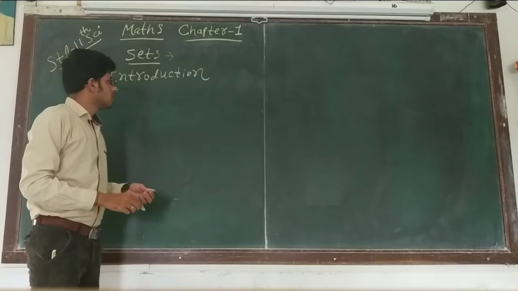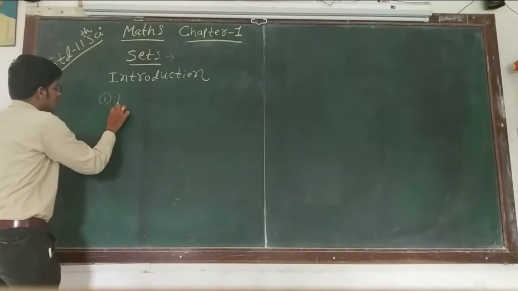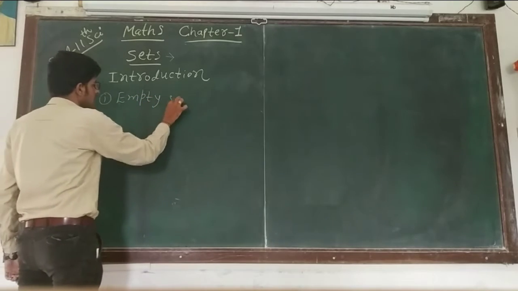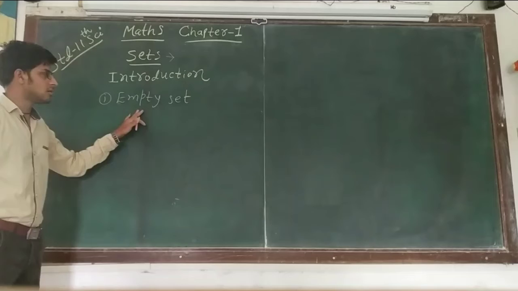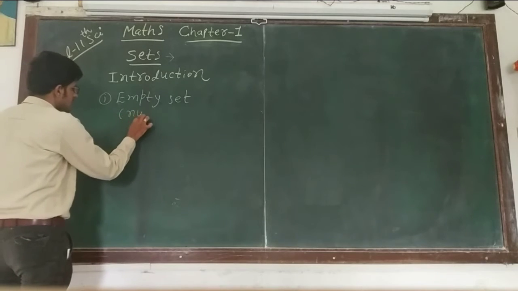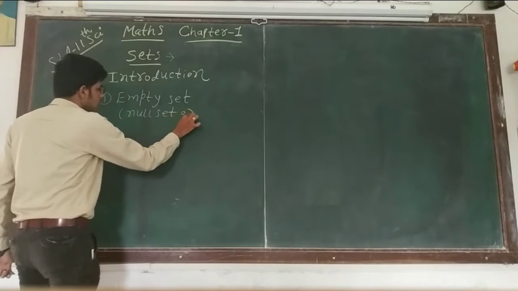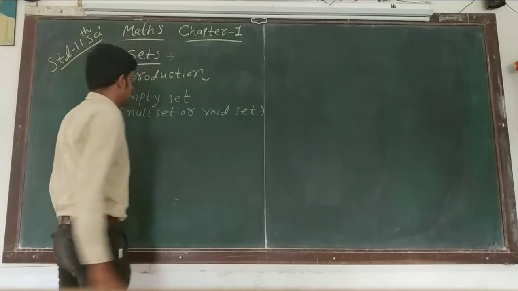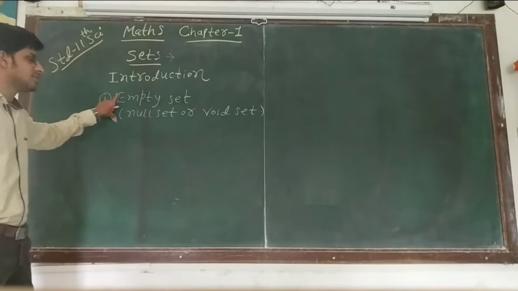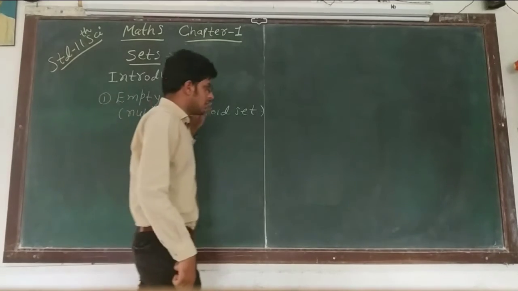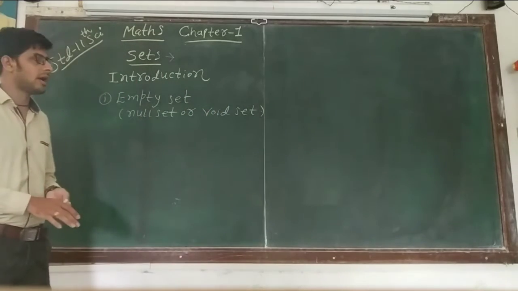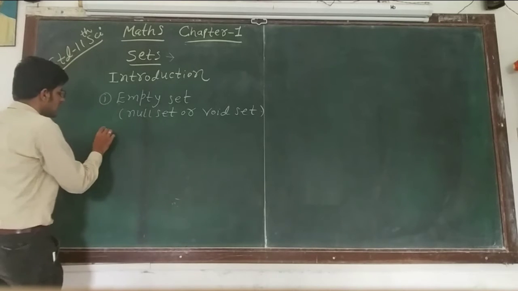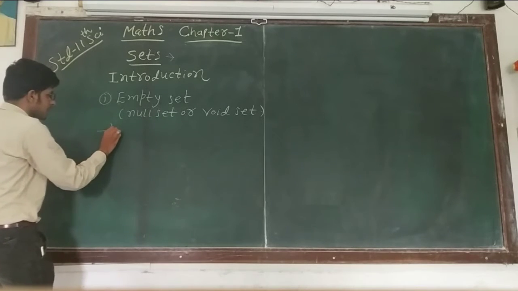So first one is empty set. It is also known as null set or void set. Okay. So which set is empty? If in a set there are no elements, it is called empty set. So a set which does not contain any element is called an empty set.